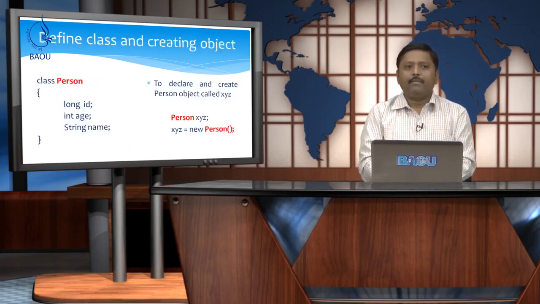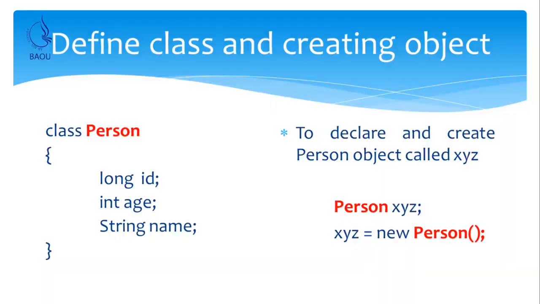Let us take example of class person. So, in person we can have ID which represents ID of person. Every person has an age and name also. So, ID is of type long, integer represents age and name is a string. So, this class has three instance variables: ID, age and name.